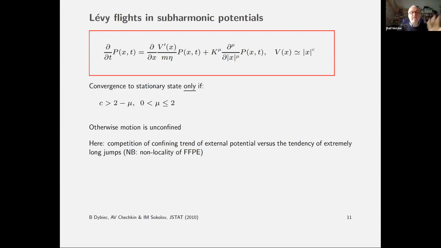So the potential needs to be sufficiently steep to confine the Levy flight, because it has this tendency to venture very far out, and the potential has less and less power to actually confine the motion when you lower the C. When mu is 2, we have a Gaussian process. You see that any positive C will produce a stationary state. And once you lower the value of mu, you can see that you have finite values here that you need to overcome by the C.